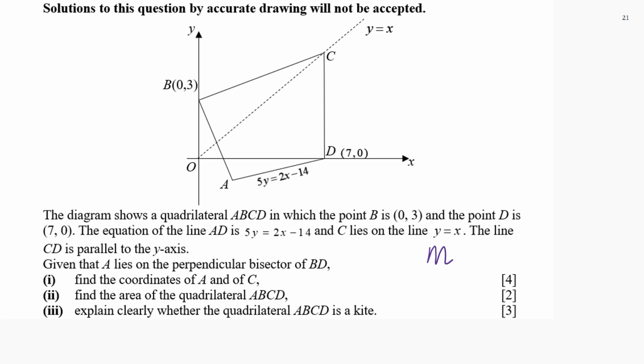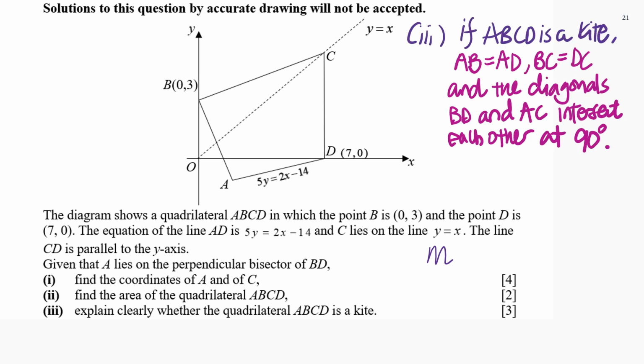Right, the last part of the question requires you to explain whether the quadrilateral ABCD is a kite. So for that, we need to know the properties of a kite. So if you were to recall, if ABCD is a kite, these are the properties that the kite must have. AB is equal to AD, BC must be equal to DC, and the diagonals BD and AC must intersect each other at 90 degrees. So we're going to find the gradient of BD and find the gradient of AC.